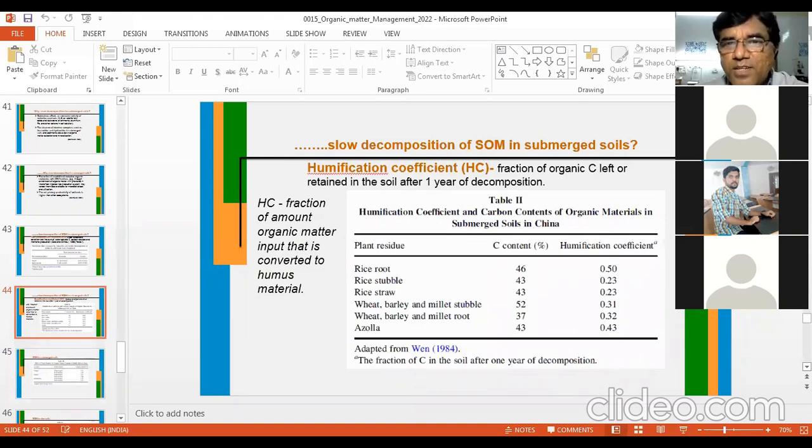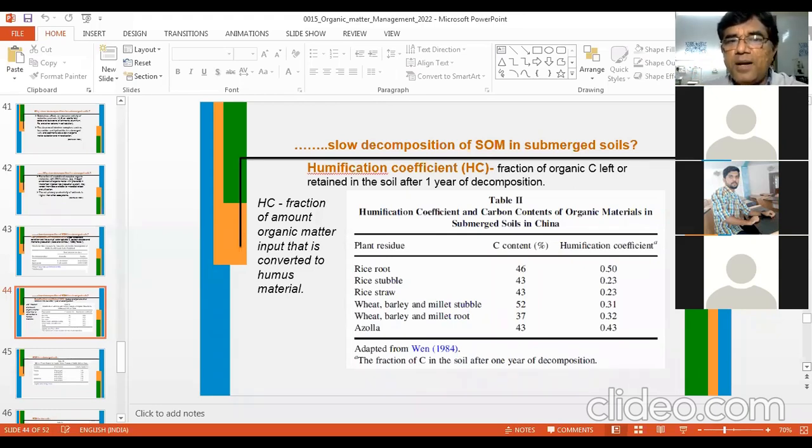The speed of conversion is the fraction of the amount of organic matter input that is converted to humus material. You need to remember this. Humification coefficient is the fraction of organic carbon left or retained in the soil after 1 year of decomposition, meaning what fraction has been decomposed. Or in other words, you can see the definition on the left side. HC is the fraction of the amount of organic matter input that is converted to humus material. That is known as humification coefficient.